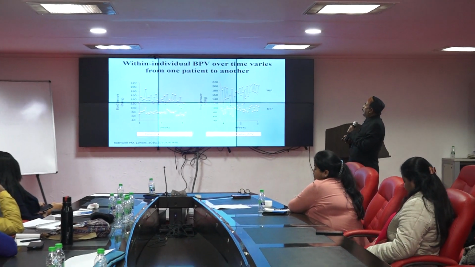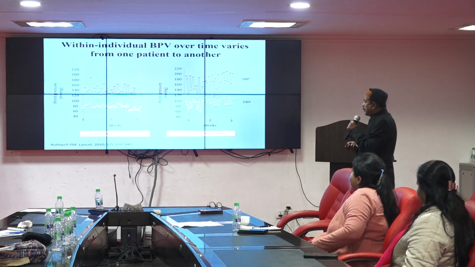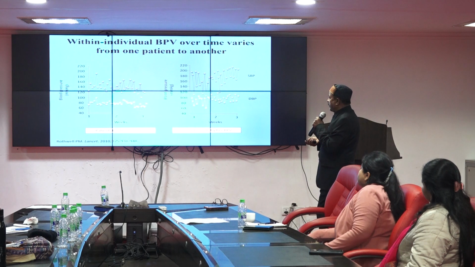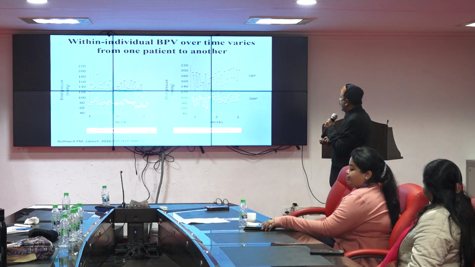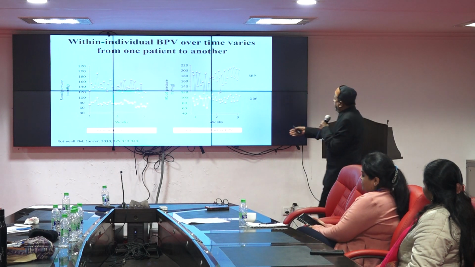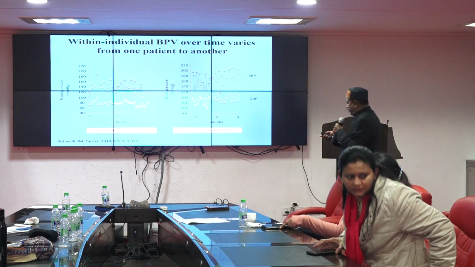And within the individual, blood pressure variability over time varies from one patient to another patient. You can see here the patient with lower blood pressure variability, here the blood pressure variability is very low, and it can be very high blood pressure variability in another patient. So this can happen.